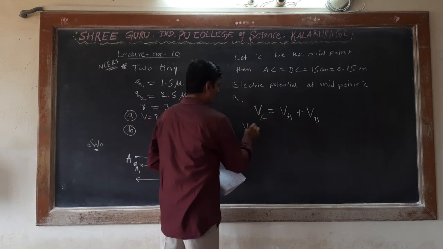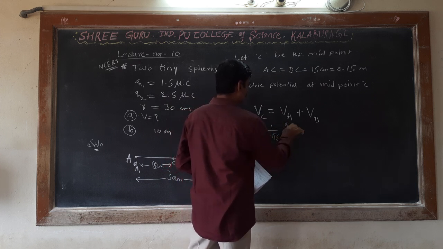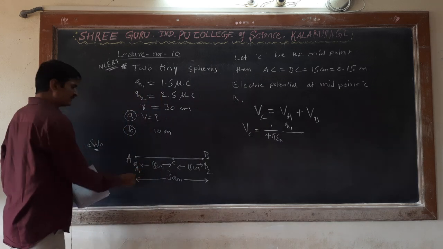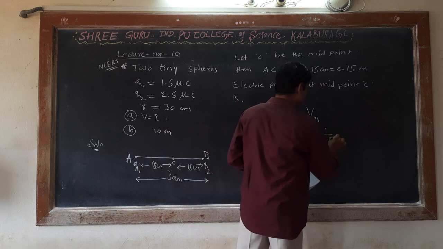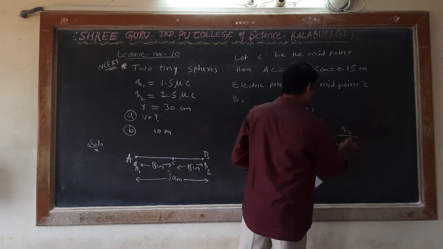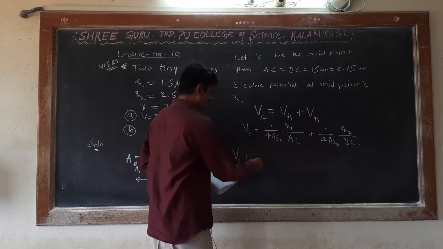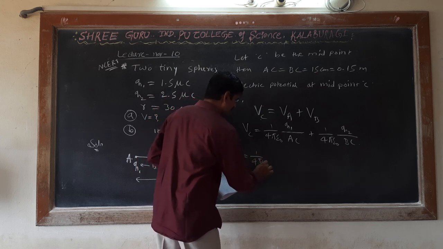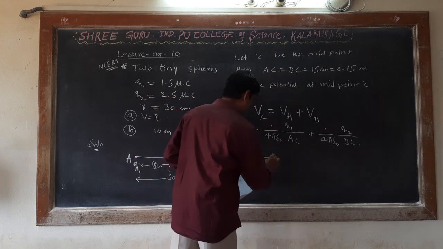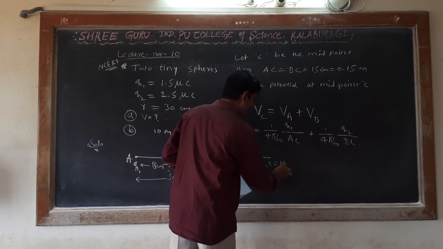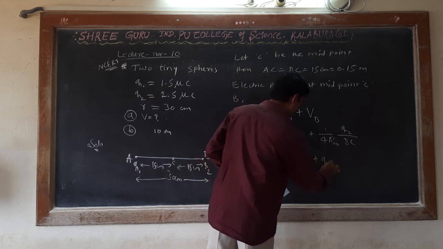Okay, we can write. So, VC is equal to VA. I will write it as 1 by 4 pi epsilon naught Q1, that is charge at the point A is Q1 divided by AC, plus 1 by 4 pi epsilon naught charge at the point B is Q2 divided by BC. So, therefore, VC is equal to, you will take common 1 by 4 pi epsilon naught, and also AC and BC both are equal, and that is equal to 0.15. So take that also common. So 0.15 into Q1 plus Q2, simple.